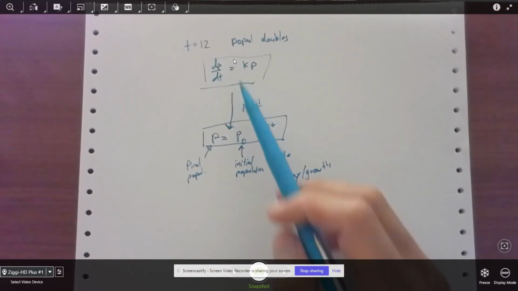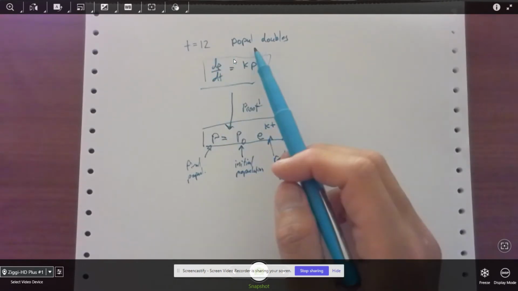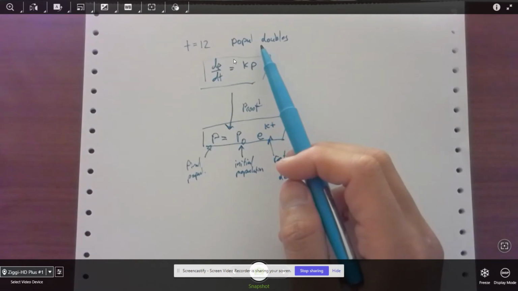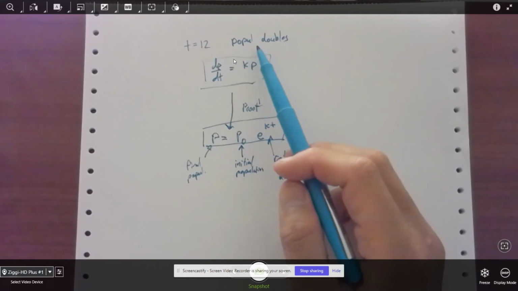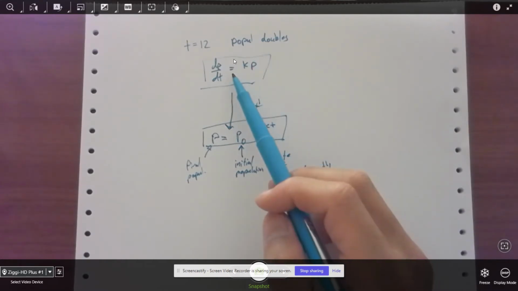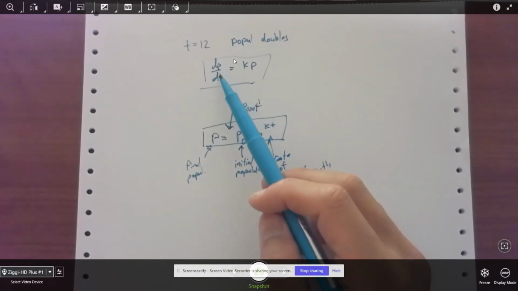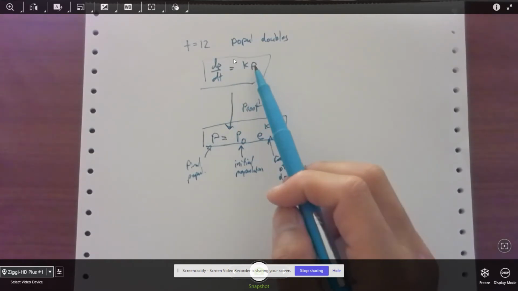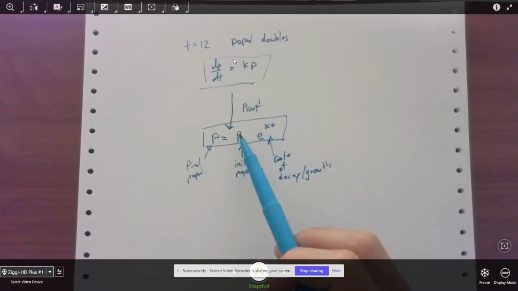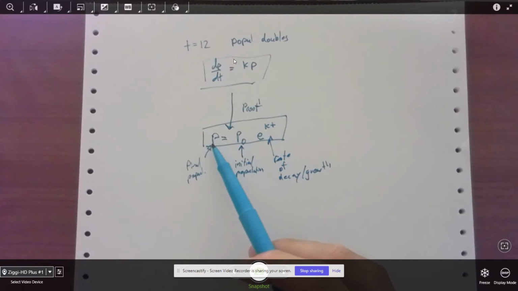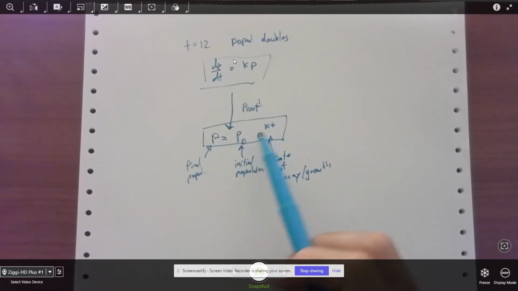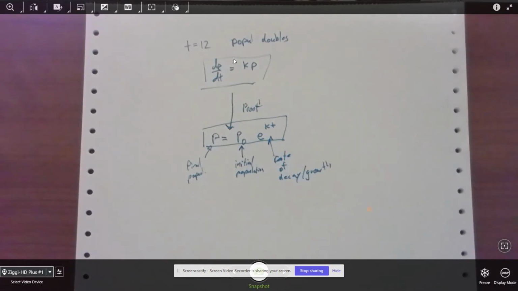If you have something that talks about time, population doubling or decaying, mainly doubling or being halved, and you're given the derivative dP/dt equals k times P, some constant times the population, the initial amount that you have, you should know to go here right away. The new amount is equal to the initial amount times this rate of either growth or decay. So anyways, let's continue on with what we're supposed to do.